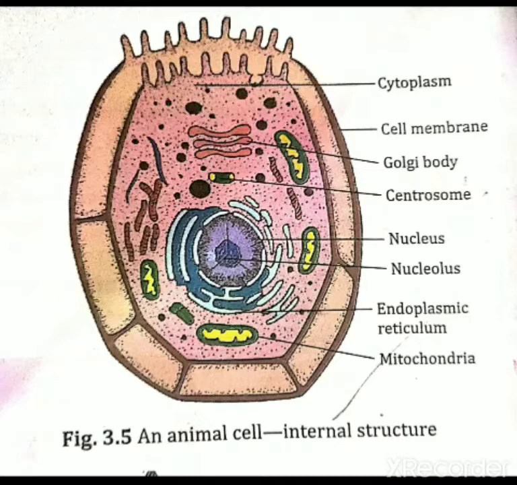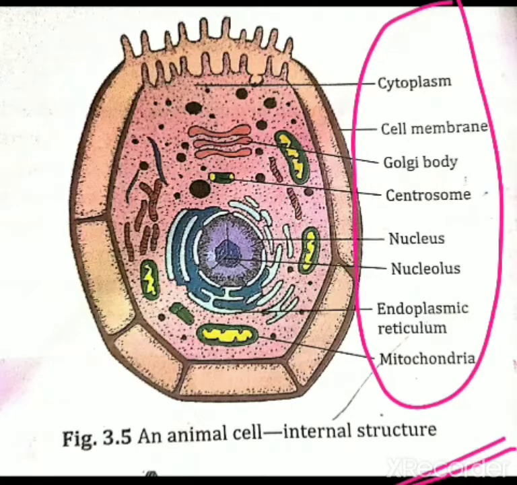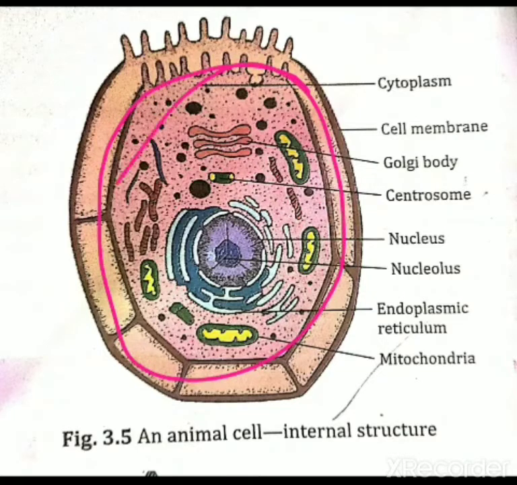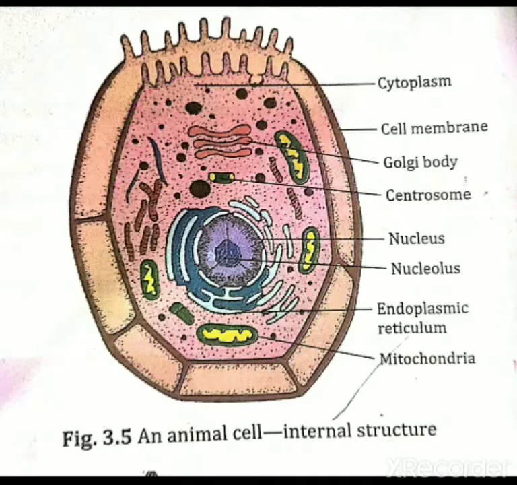So you can see this is your animal cell. This animal cell also contains so many parts. These are the parts. In the animal cell there are different structures, so we will discuss them one by one. The first one is your cell membrane.